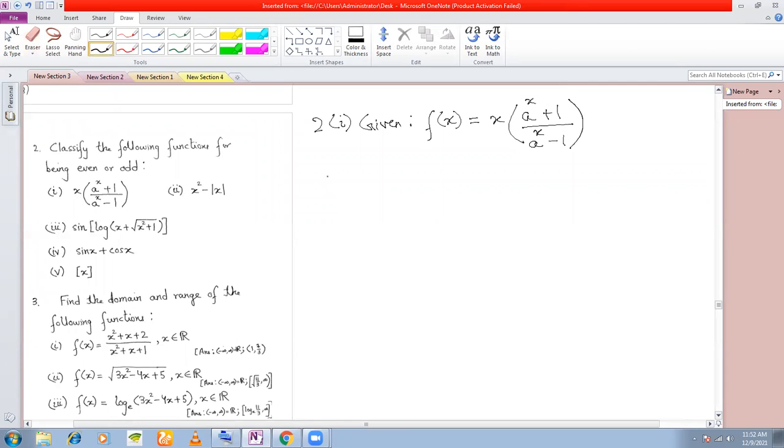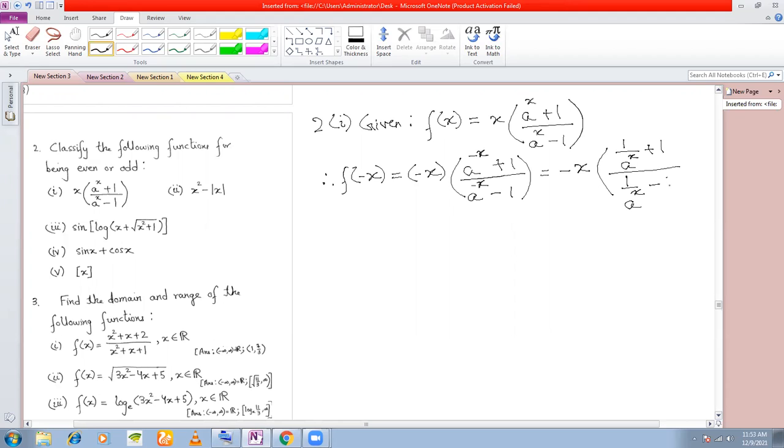So what do we do? First of all, we calculate f of minus x. F minus x. In this expression, you simply substitute minus x for x. So you've got minus x here. You got e to the power of minus x plus 1 by e to the power of minus x minus 1. Okay. And we have got now minus x times e to the power of minus x can be written as 1 by e to the power of x plus 1. And again here we can write this as 1 by e to the power of x minus 1.